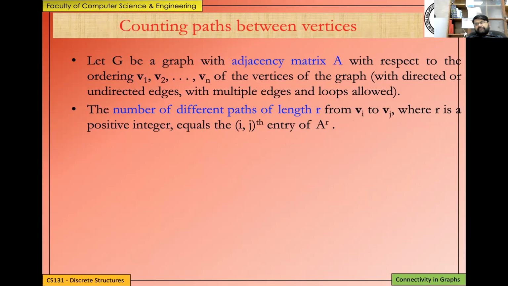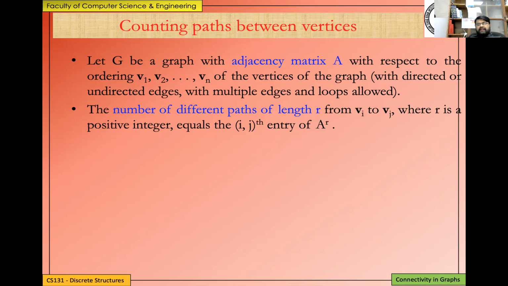So that brings us to the next point: how can we count paths between vertices? Well, let G be a graph with adjacency matrix A with respect to the ordering V1, V2, up to Vn of the vertices of the graph. It can have directed or undirected edges, it can have multiple edges, and loops are also allowed. The formula for counting the number of different paths of length R from Vi to Vj is a very simple one.